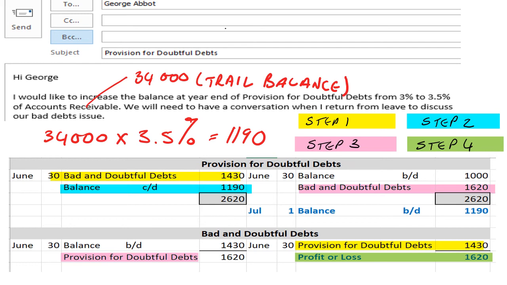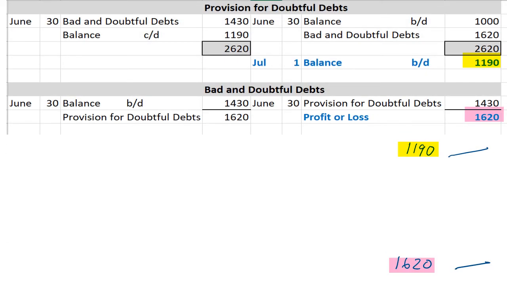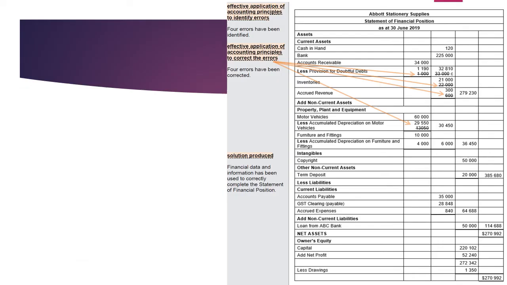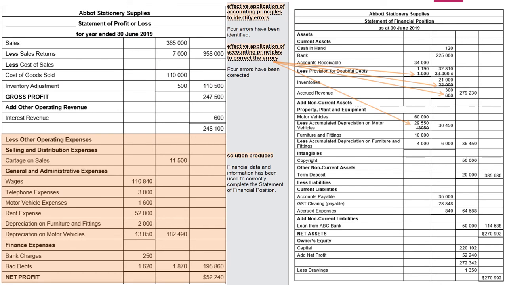And now my closing transfer will be, I will take that amount to the profit and loss. You're not going to do the profit and loss account. However, that's the amount that will go to the statement of profit and loss. So there are the accounts again. And now if I look at my trial balance, provision for doubtful debts will be 1,190. That will go to the statement of financial position, and bad and doubtful debts will go to the statement of profit and loss.